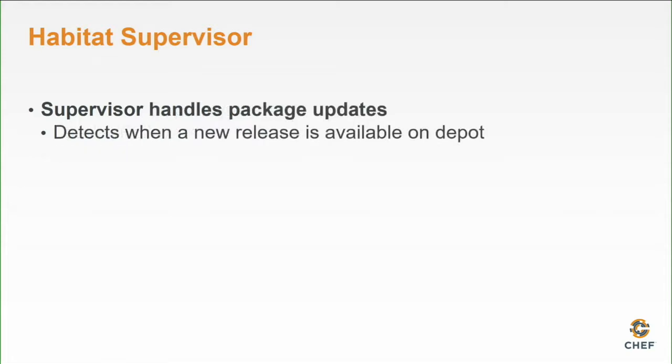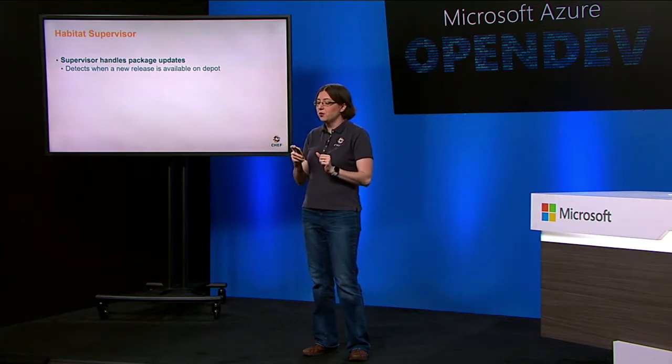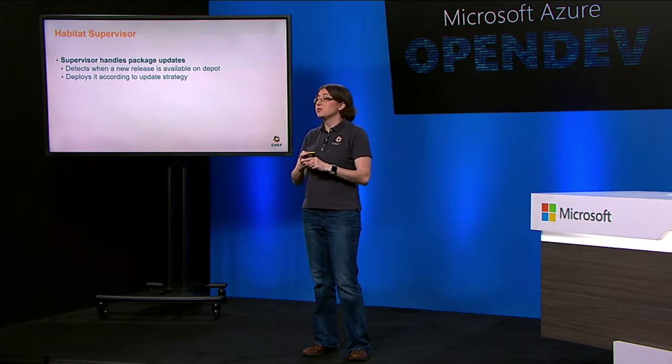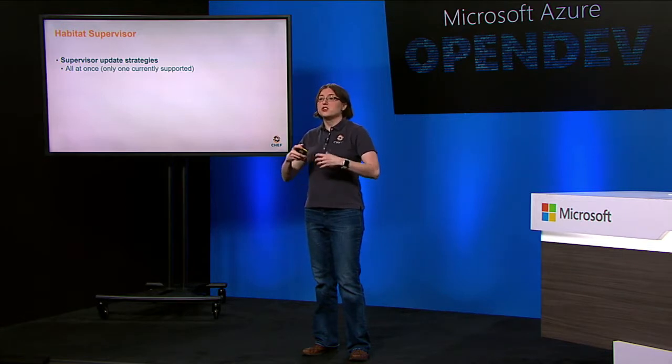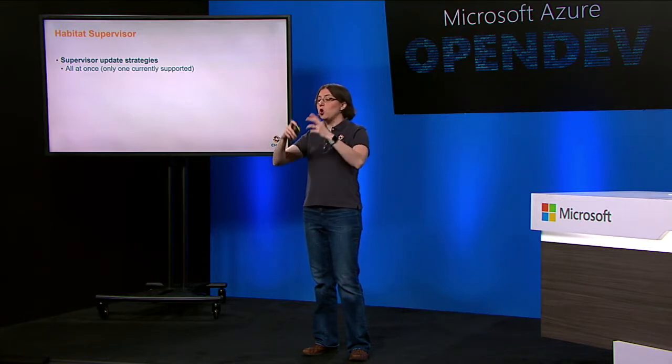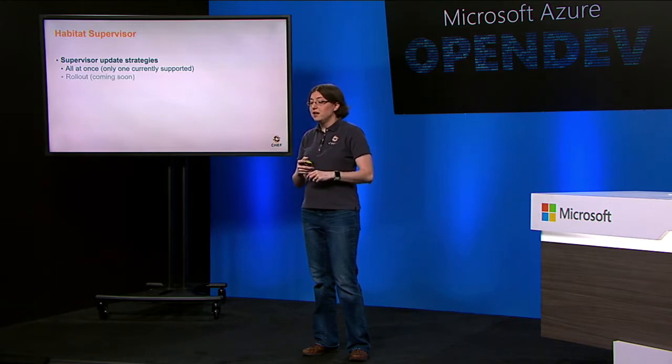So the supervisor is also in charge of handling updates to the package or configuration changes and rolling them out to the rest of the ring. So again, it's going to detect when a new release becomes available on that depot and then deploy it according to a defined update strategy. Now, the only update strategy currently supported is all at once. So that means when a new package becomes available, all of the supervisors in the ring will update to that new package immediately.